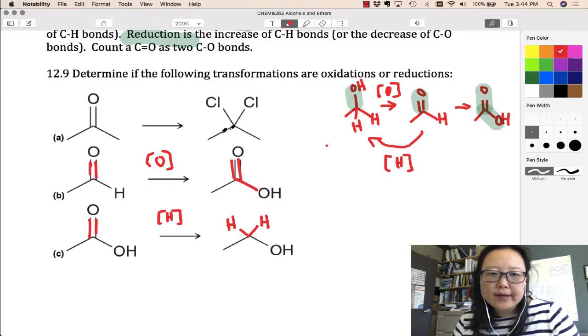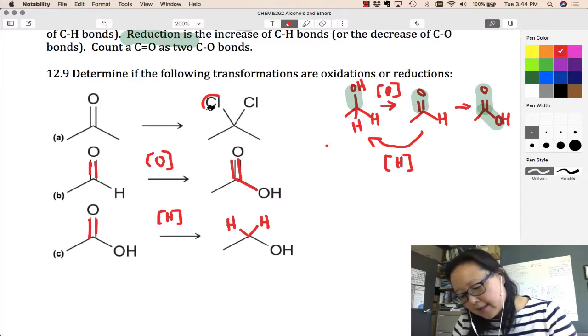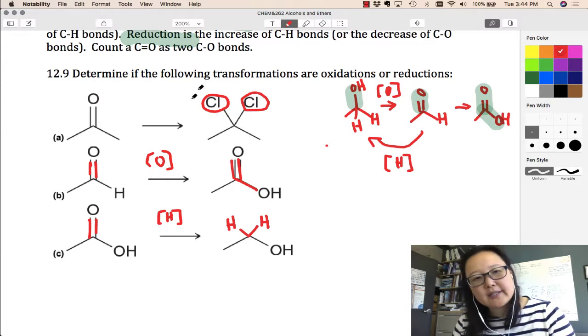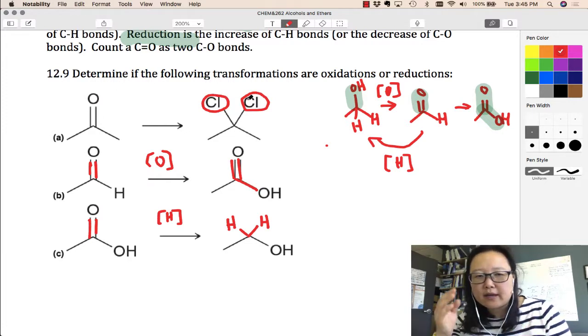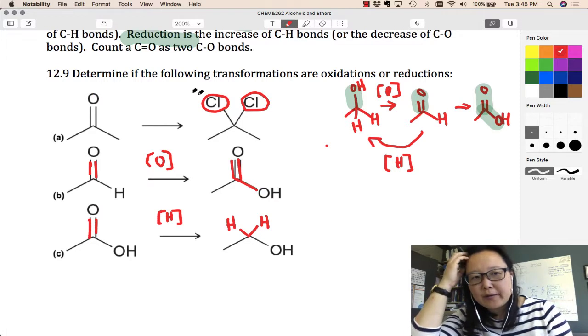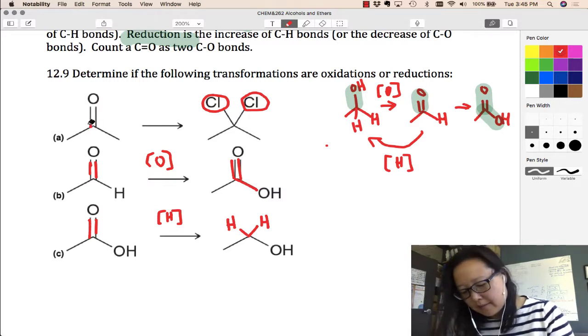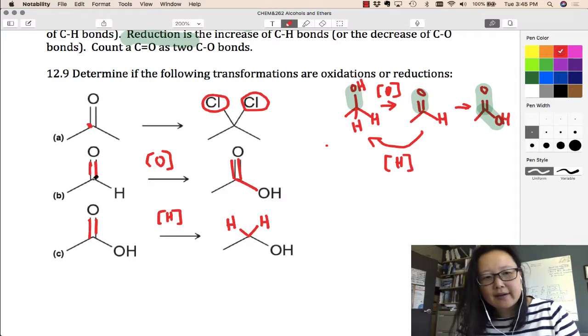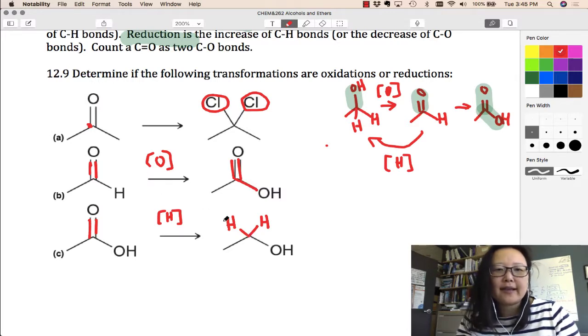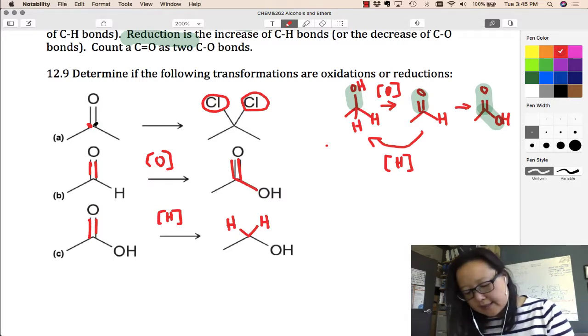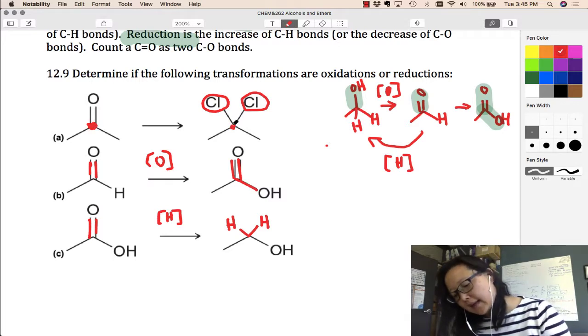But with this one, we're changing something different. It's got Cl instead of O. That doesn't necessarily mean it's oxidation or reduction, because Cl is sort of equivalent to O in a sense. Instead of one O, I'm maintaining a certain level of oxidation by having Cl. And here, I haven't added any CH bonds to this carbon, whereas here I got rid of a CH bond, and here I added CH bonds. Usually that's a clear indicator. Since I'm not doing either, this will be neither oxidation nor reduction.